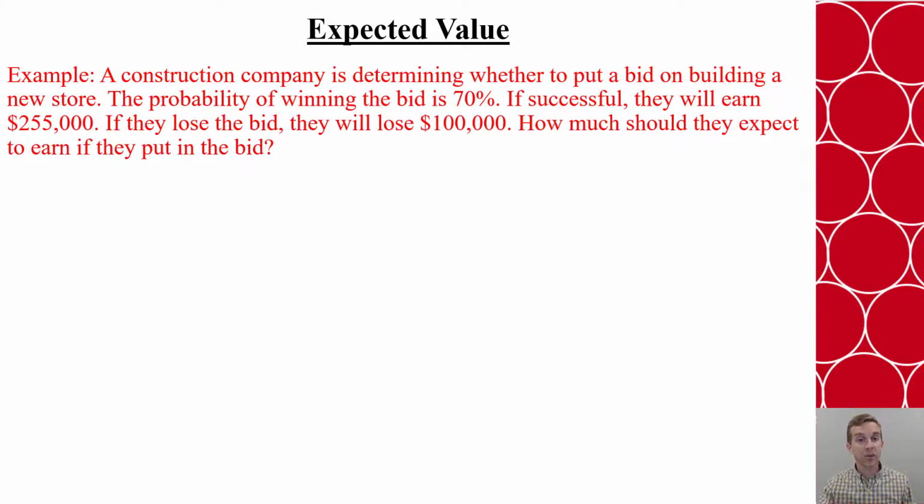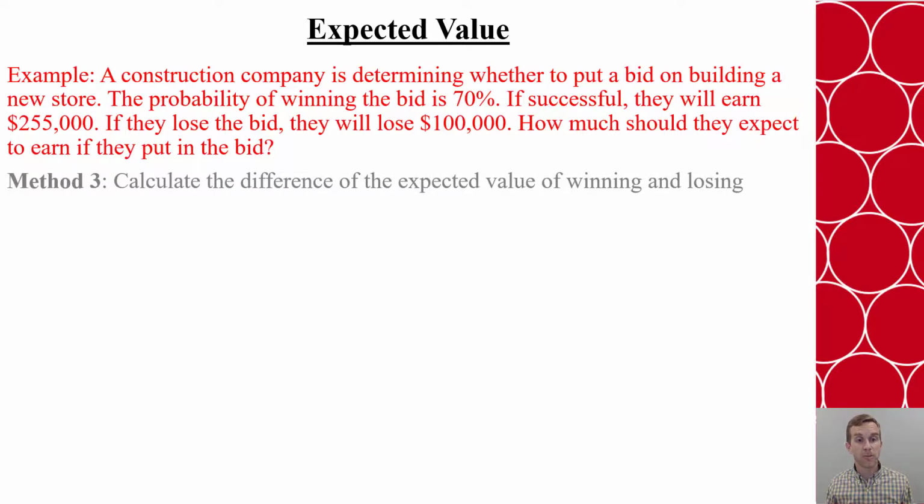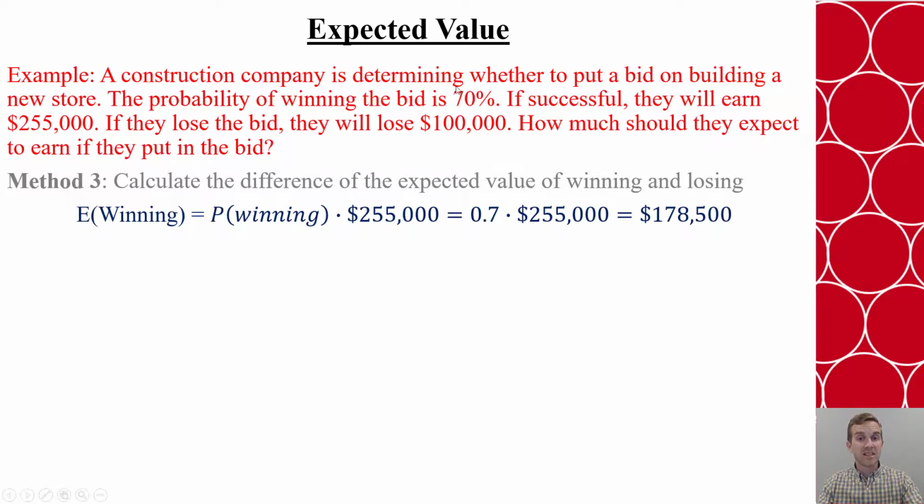And this is where that third method can be very helpful. We can calculate the difference of the expected value of winning and the expected value of losing. Let's start with the expected value of winning. In this case, there's a 70% chance of winning, so that's 7/10, and if they win, it's $255,000. That would be a total expected winning of $178,500.